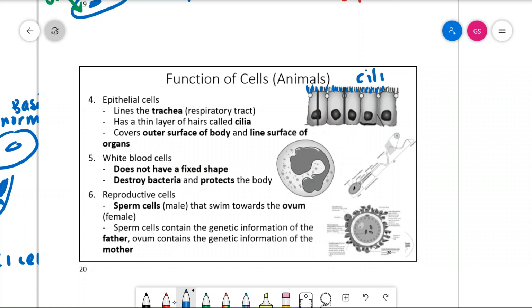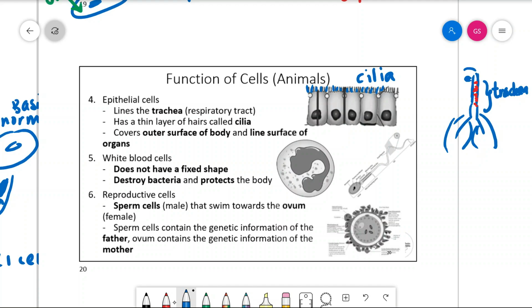Because this epithelial cell actually lines along your trachea. So if you're not familiar with the breathing mechanism, you have a nose, okay, the mouth, and you are going to have a pipe, we call it the windpipe, and then you're going to have this part where it will branch out and go into your lungs. So this part where the air passes through, we call it trachea. This trachea is going to have epithelial cells along the whole trachea, for it to line this thin layer of hair.